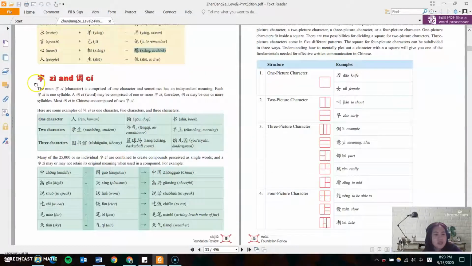词和字, 字和词. The noun 字, character, is comprised of one character and sometimes has an independent meaning. Each 字 is one syllable. 词, a word, may be comprised of one or more 字. Therefore, 词 may be one or more syllables. Most 词 in Chinese are composed of two 字, right?